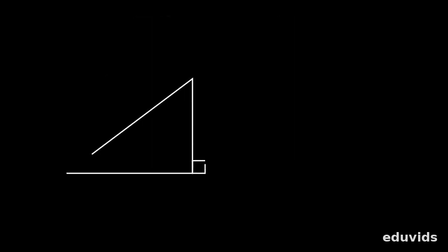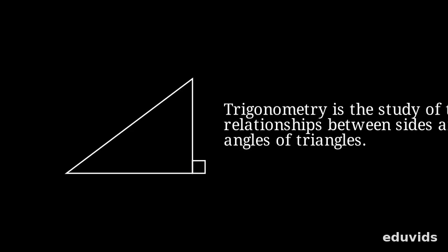A right-angled triangle. See that little square? That's our 90-degree angle. Trigonometry is simply the study of how its sides and angles relate. We'll focus on one acute angle, theta, to understand these relationships.